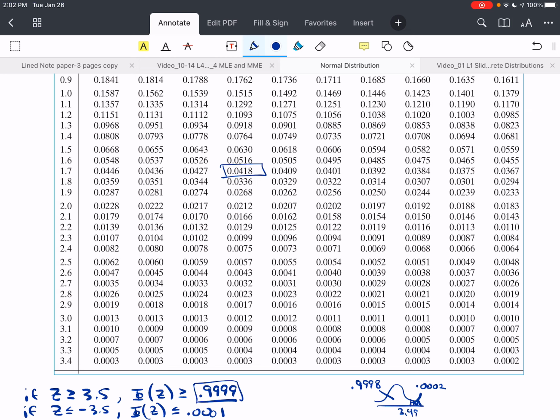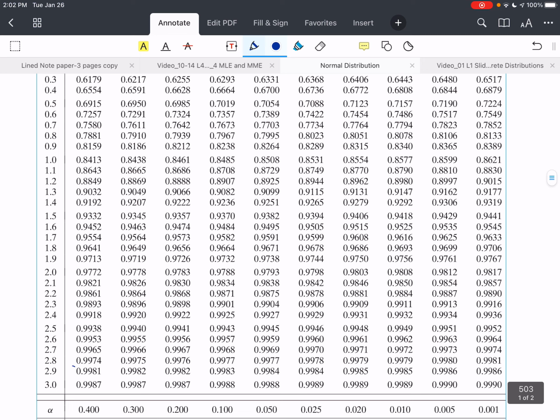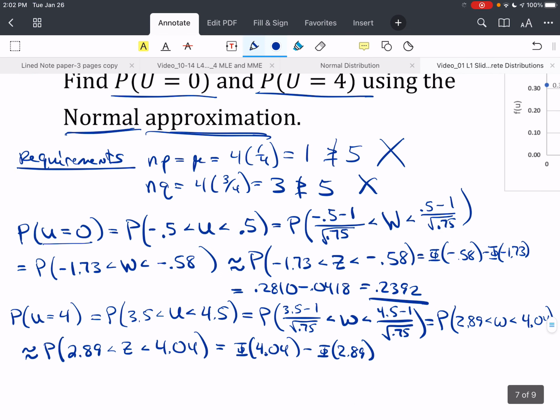And then we have a 2.89, and we can find that. We'll use the first table because it's a positive. So 2.89 is the next to last one, 0.9981. So we're going to use 0.9999 minus 0.9981, and that is equal to 0.0018.